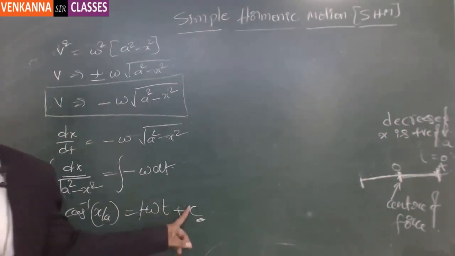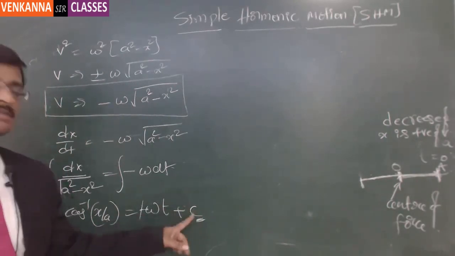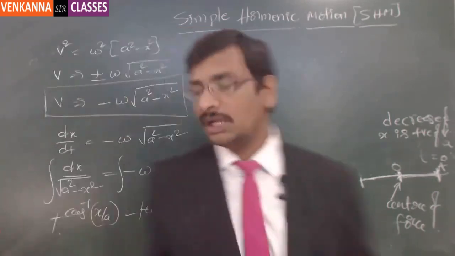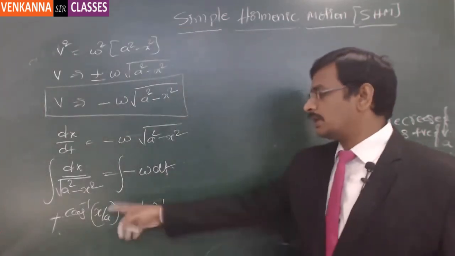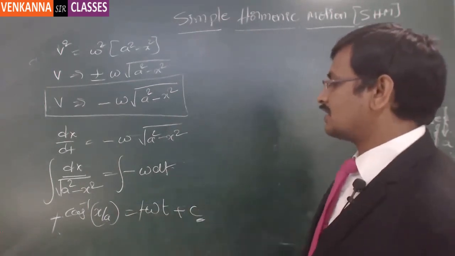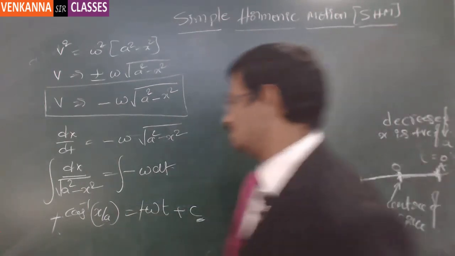So this is just the sign for the constant, you can ignore it because this is an arbitrary constant. That constant can be a positive value or a negative value depending upon your selection. It won't make any difference after the cancellation of this sign. Now, cos inverse of x by a is equal to omega t plus c.